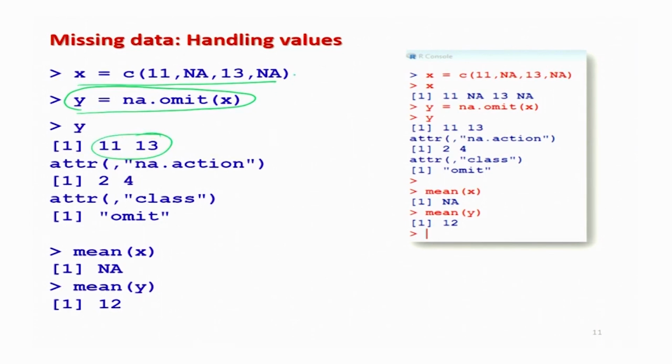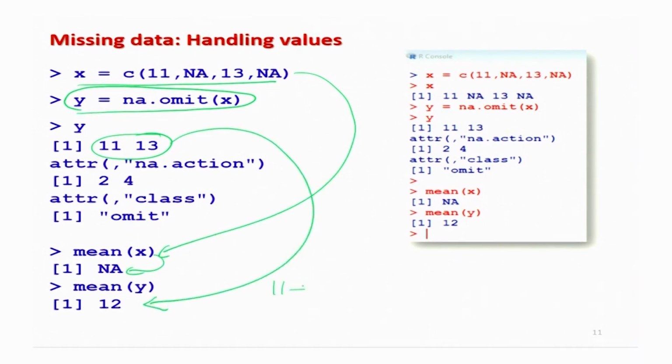Now, in case you try to find out the mean of this x, this will come out to be NA, whereas if you try to find out the mean of this y, this will come out to be 11 plus 13 divided by 2, which is 24 divided by 2, equal to 12. So, the same operation which you obtained earlier by using the command mean and inside the parenthesis x comma na.rm is equal to TRUE, the same command, or a similar type of command, can be used here to get the numerical values.